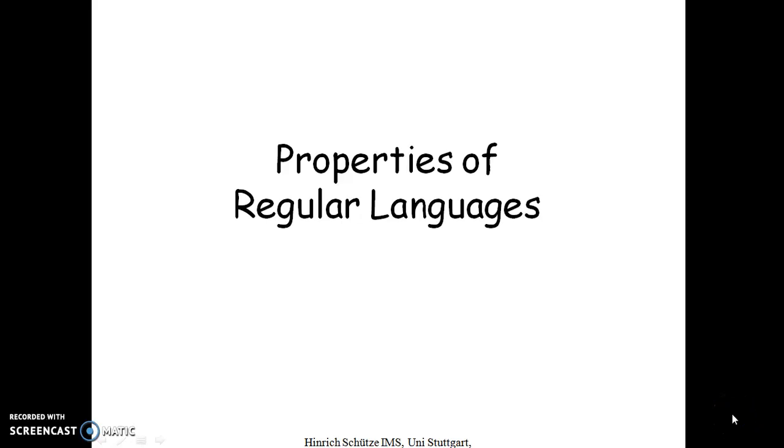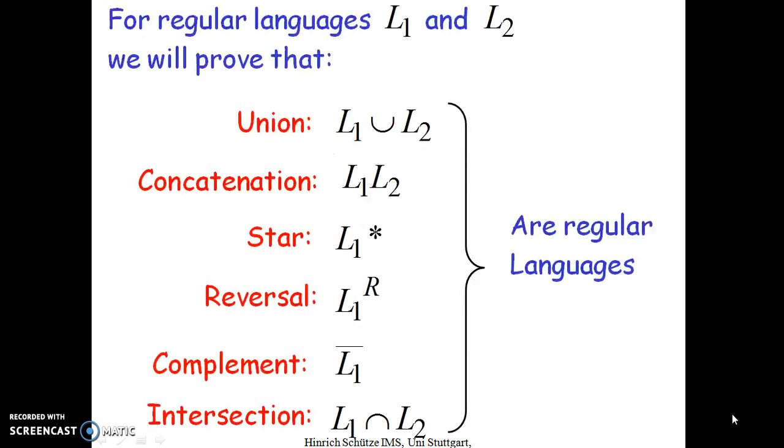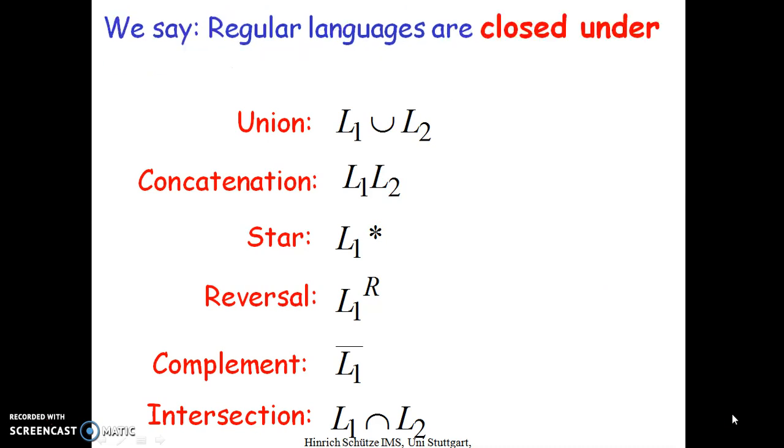Namaste. In this video, we are going to see the properties of regular languages. For regular languages L1 and L2, we will prove that L1 union L2, L1 concatenation L2, L1 closure, L1 reversal, L1 complement, and L1 intersection L2 are regular languages. The resultant languages with these operations will also be regular languages. We are going to see that, and we can also say that regular languages are closed under these operations.